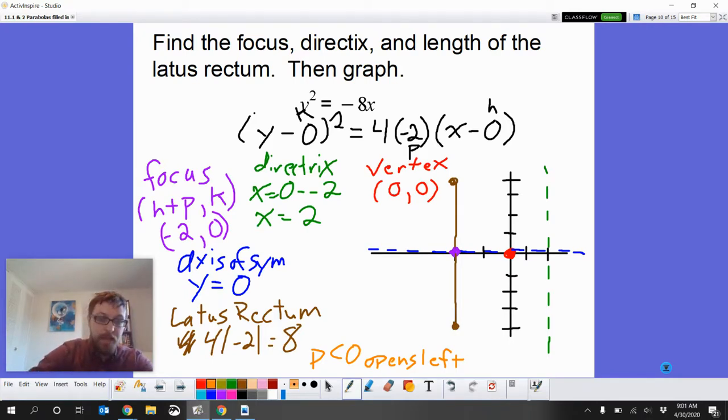Okay. And now we want to make sure it opens to the left. So we want to make sure it's going this way. So we're going to make a parabola right there.